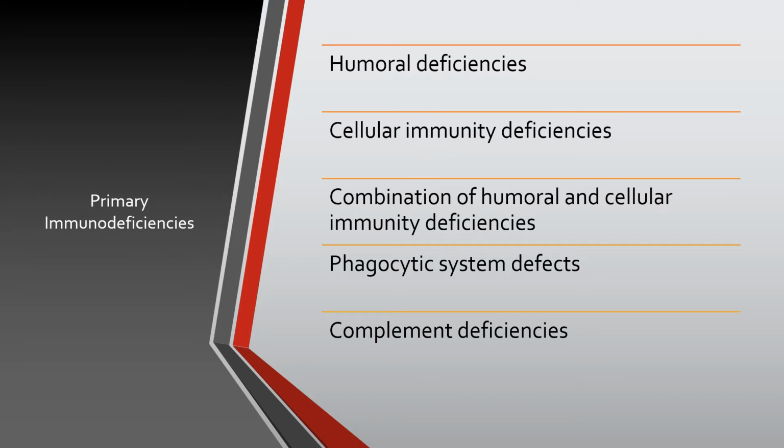These are mostly hereditary or congenital, and they're usually related to humoral deficiencies, cellular immunity deficiencies, a combination of those, phagocytic system defects, or complement deficiencies. So those are your C3, C4 labs.